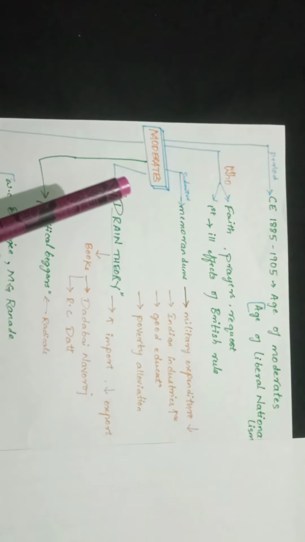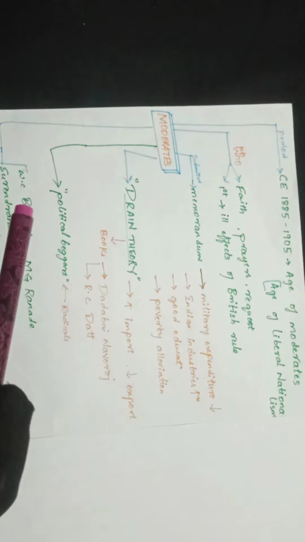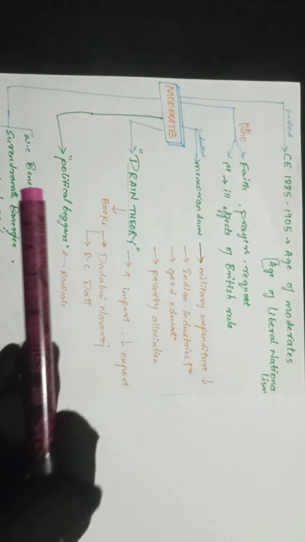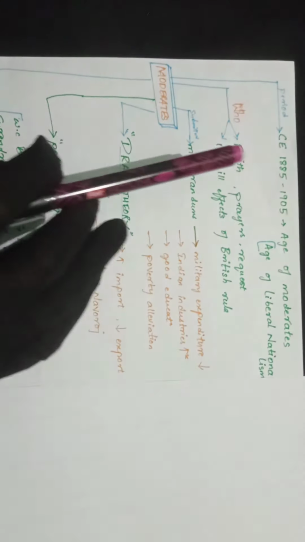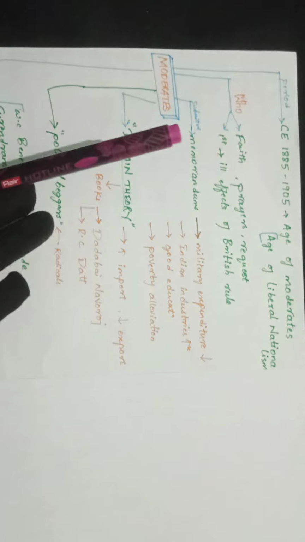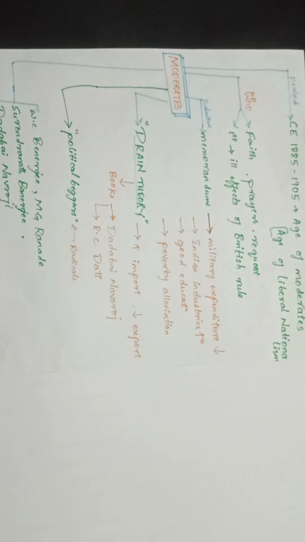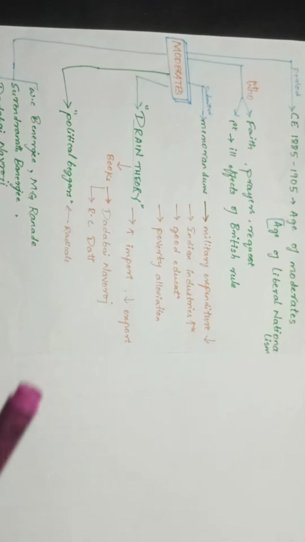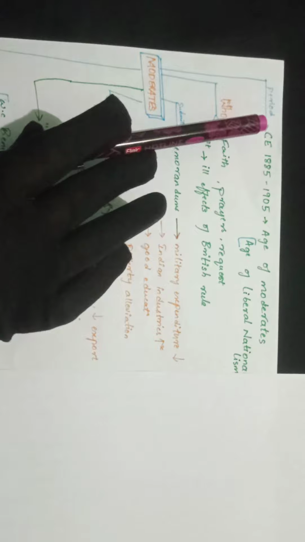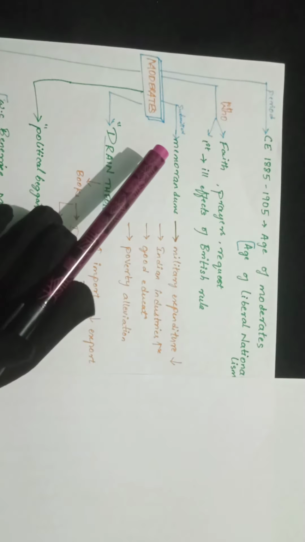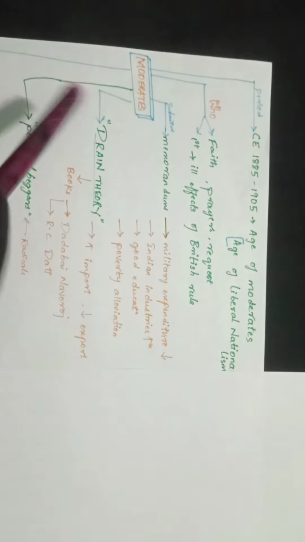Next topic, moderates. See how I have written it in the form of mind maps and flowcharts. You have to make a different notebook like this and write down these points in the form of short points, so that you can retain them and the whole chapter remains in your mind. So for moderates, we'll study points like what was the period of moderates, who they actually were, and other things. I will explain it.